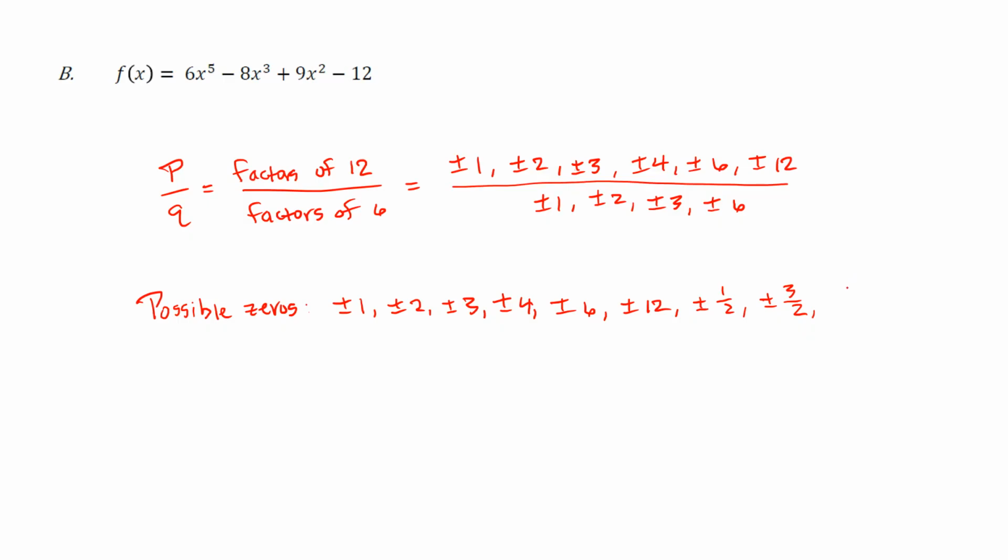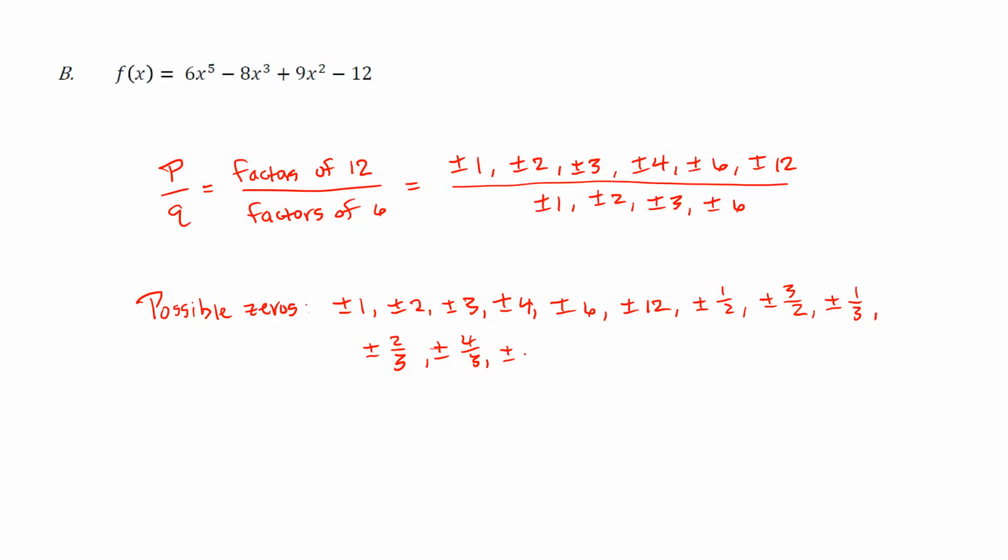Now we'll take all the numbers in the numerator and divide it by 3. So we'll have 1/3. We will have 2/3. 3 divided by 3 is 1. Then we'll have 4/3. 6 divided by 3 is 2. And 12 divided by 3 is 4.